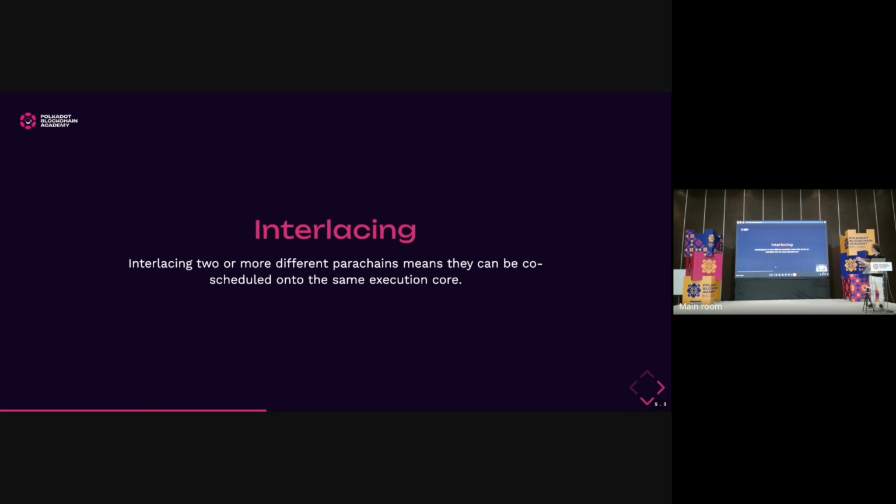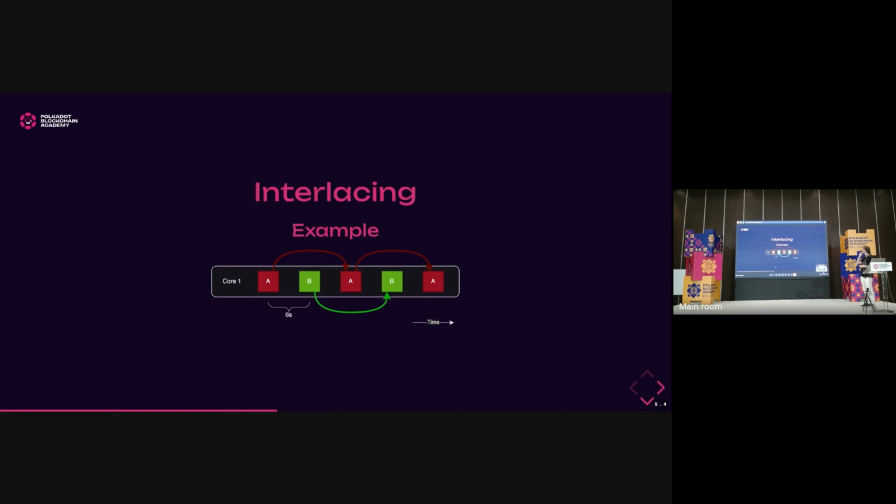And I hope that the name interlacing kind of already suggests what this feature might actually be doing. It's allowing us to schedule multiple different parachain tasks onto the same execution core, and they essentially take turns. So we can schedule 2 different parachains, and they are taking turns. First we're getting the block from A, after 6 seconds a block from B, and then another block from A.